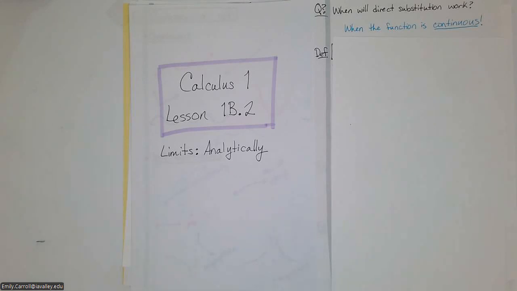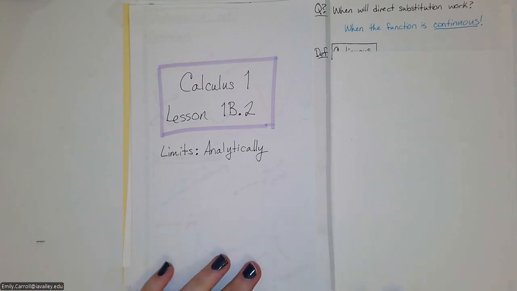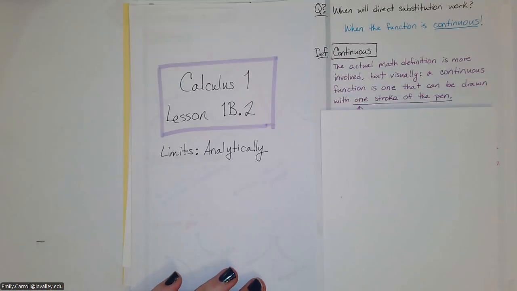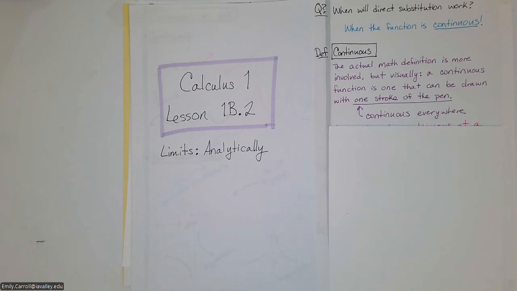It turns out that direct substitution will work when the function is continuous at that c. So let's talk about what that means. The actual math definition of the word continuous is pretty involved, but visually, you can say a continuous function is one that you can draw all with one big stroke of your pen. If you can draw the whole entire function with one stroke of your pen, then it's continuous everywhere. It's continuous across all real numbers.